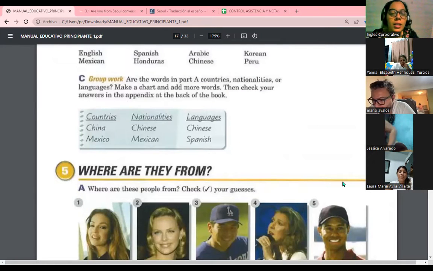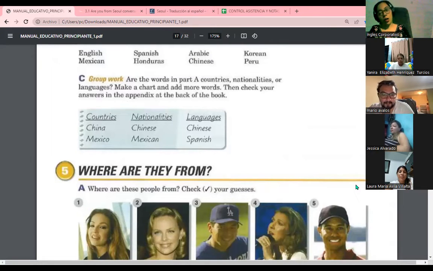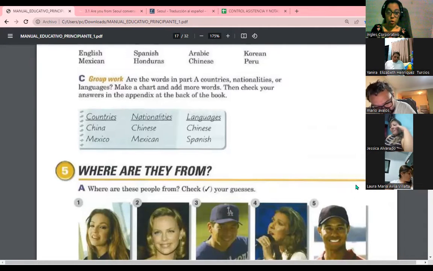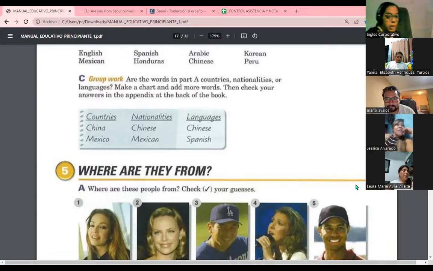Aquí hay una parte que dice, for example, the words in the charts and part A, so countries and nationalities. Recuerda que estamos viendo countries and nationalities, for example, or language. Make a chart and add more words. And then check your answer and check the answers at the back of the book. Countries, China, Mexico, nationalities, Chinese, Mexican, language, Chinese, and Spanish, okay? Country, China, nationality, Chinese, language, Chinese, country, Mexico, Mexican, language, Spanish, right? Spanish. Ok, entonces, tenemos el país, la nacionalidad.